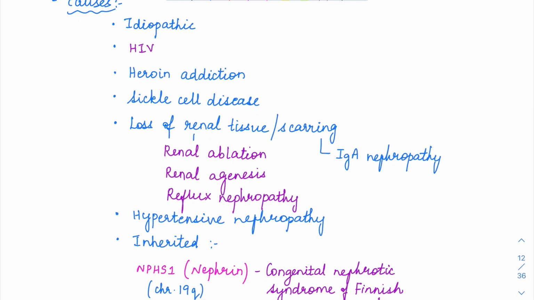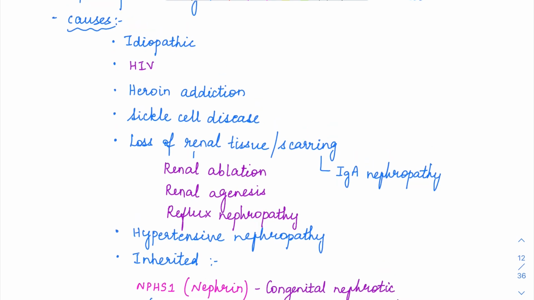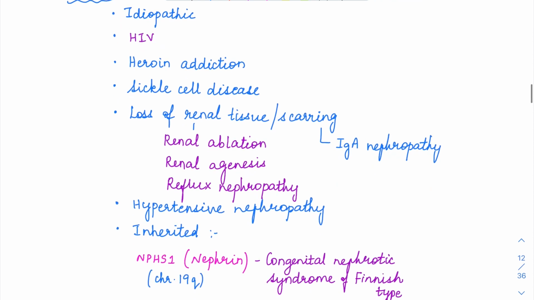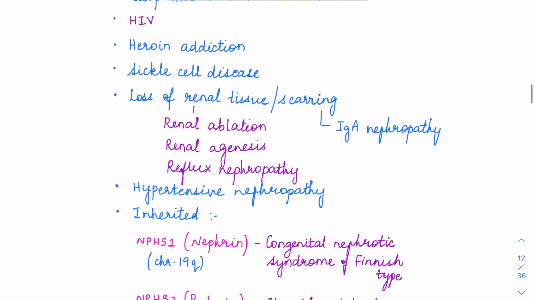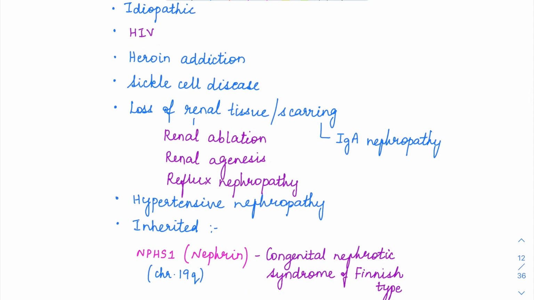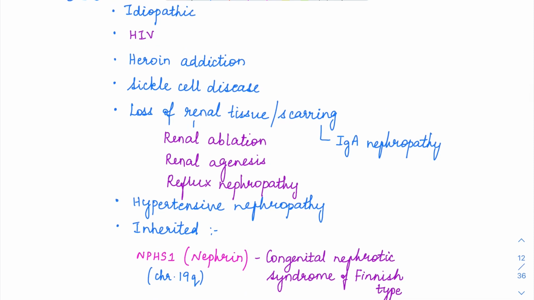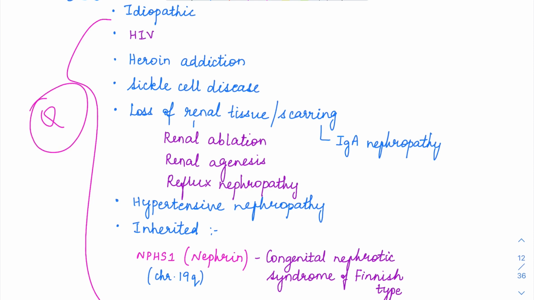Examples are renal ablation, congenital renal agenesis, or reflux nephropathy resulting in decrease of renal tissue, or IgA nephropathy which can result in scarring. Along with that, heroin addiction, HIV, sickle cell disease, then hypertension. So all of these are acquired causes of FSGS. Again, the causes are going to be very, very important.